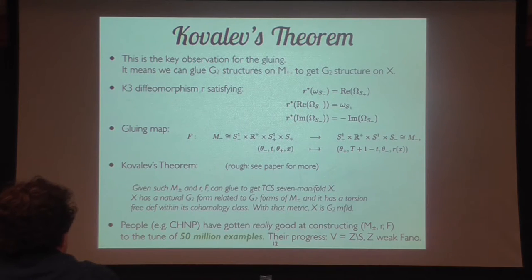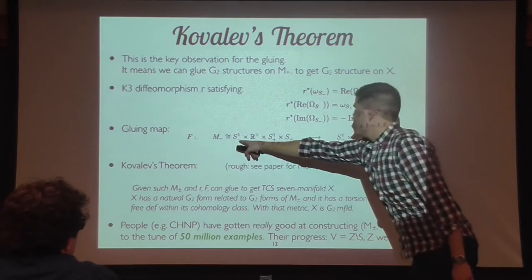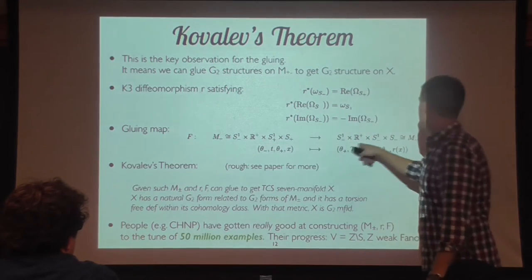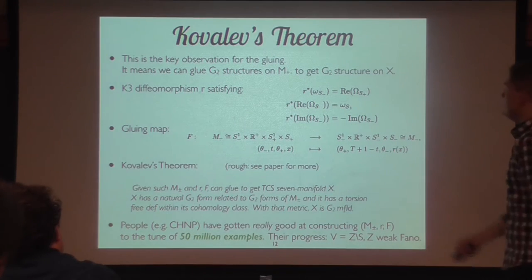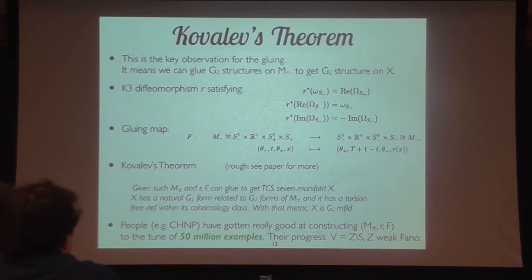Good question. Good. So Kovalev's theorem, this is the key observation for the gluing, that you get that natural G2 structure on the space. So in particular, the diffeomorphism that you use to glue has to satisfy these properties that makes the G2 form invariant. And there's this gluing map that swaps the circles. S minus becomes S plus, and S plus becomes S minus. It's this important swap. And basically the point is, this theorem is given such M plus minus, and a gluing map, and gluing maps in this diffeomorphism on the K3s, you get a twisted connected sum 7-manifold X. And what Kovalev showed is that there's a deformation of that natural G2 form within its cohomology class that is torsion free. And that is sufficient to have a G2 manifold. So this is the theorem, this is the setup.